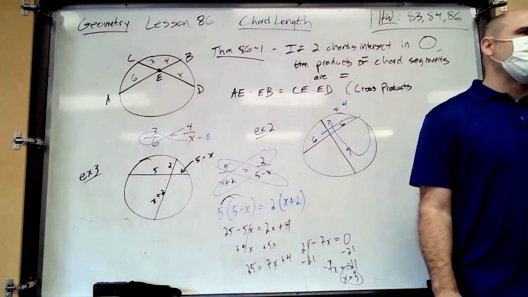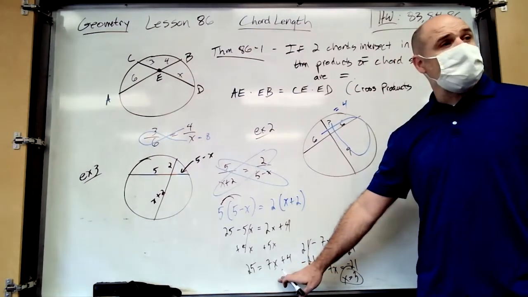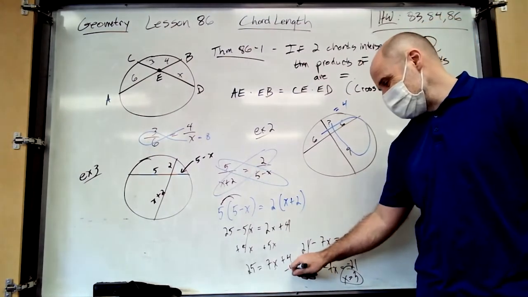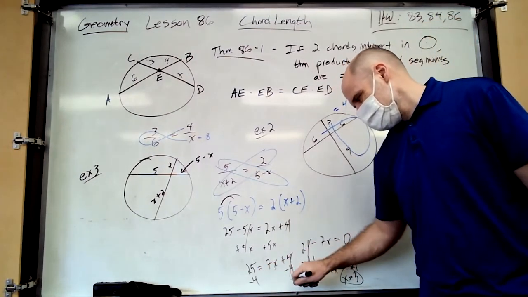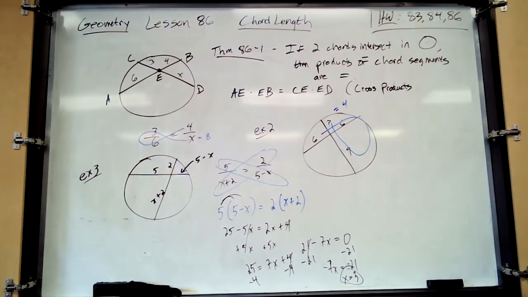Then you get x's on both sides. So get rid of the constant term. 7x equals 21, and then divide by 7 to get x equals 3. This is just good old algebra.